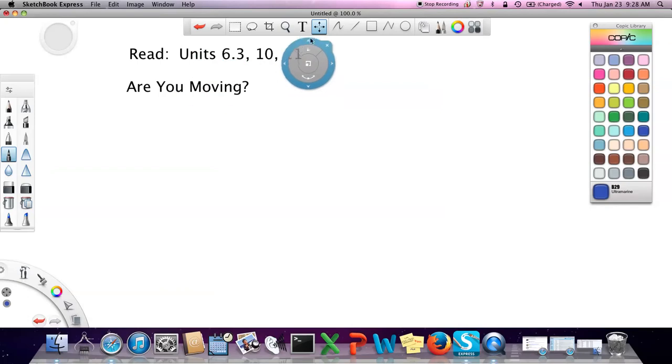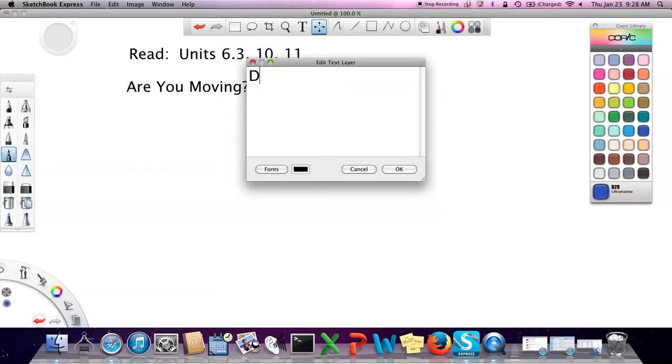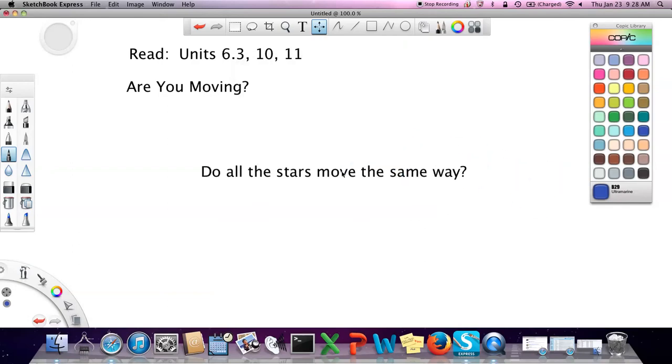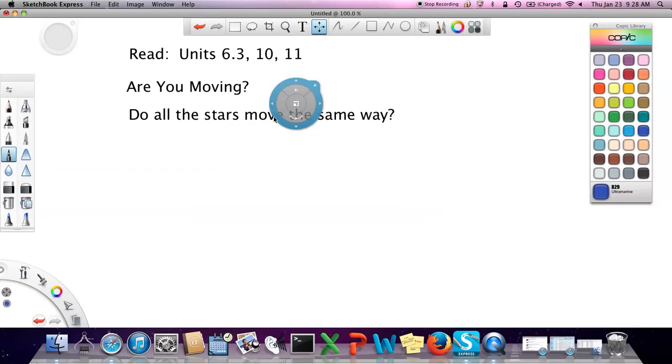A second question I'd like you to think about is, do all the stars move the same way? Do they all move together as a unit? And is the type of their motion the same? What are the implications of that in terms of the stars, their relative motion to each other, and things such as navigation?